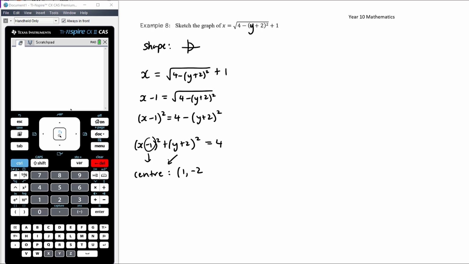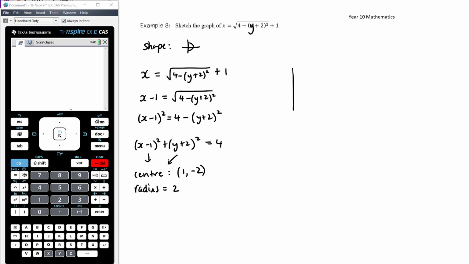Okay, so I can see from this that the centre is at 1, negative 2. Right 1, down 2. Remember the y's are also backwards. And the radius is 2, so square root of 4. And so we've got the right-hand circle with its centre at 1, negative 2 and a radius of 2.